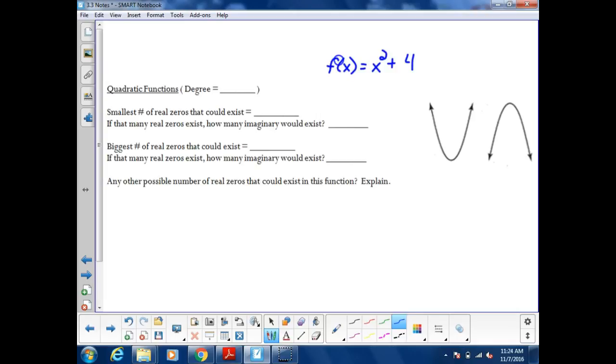2. 2, because it's the biggest exponent. Okay. Is that odd or even? That's even. So what does that tell me? They're both going to go the same. Both going to go in the same direction, right? Okay. Both going to go in the same direction. So the smallest number of real zeros that could exist.